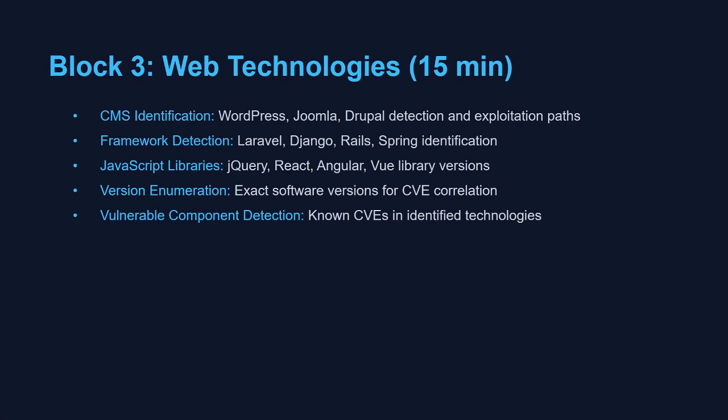CMS identification. If you remember in our previous session, we talked about Wappalyzer, right? We were able to identify what programming language, what CMS a website was using just from this tool. JavaScript libraries, which version of libraries, version enumeration, exact software version for CVE correlation, yeah. Because every version has different known vulnerabilities, right?